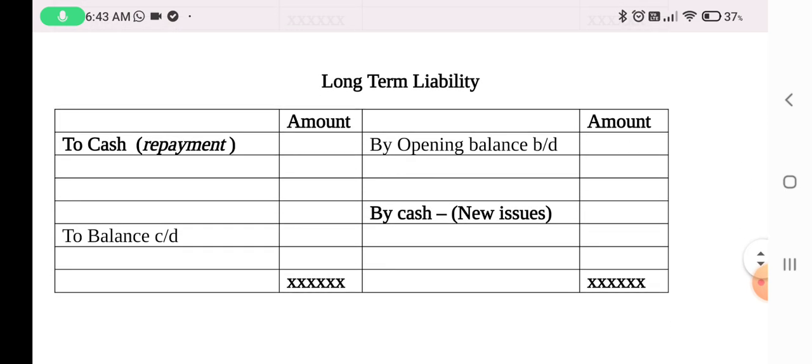And then long-term liability. The opening balance is there. Further loan may arise during the year, and sometimes you may repay the amount during the year. That should be considered. All the cash items must be taken to financing activities.